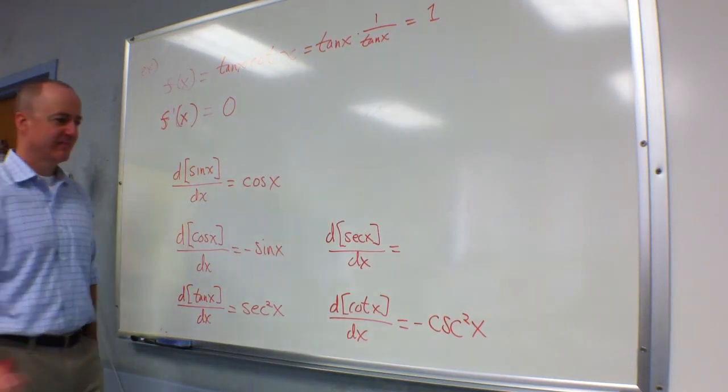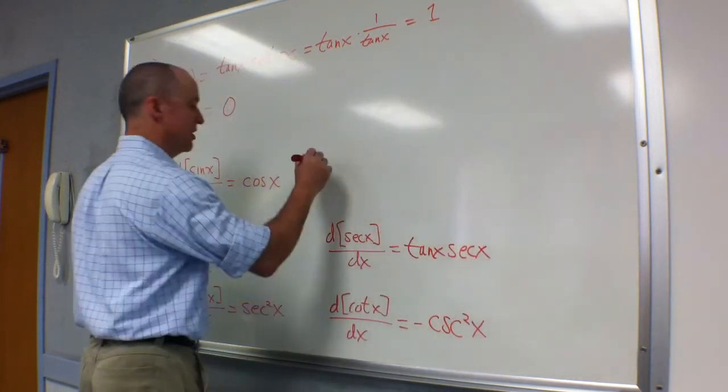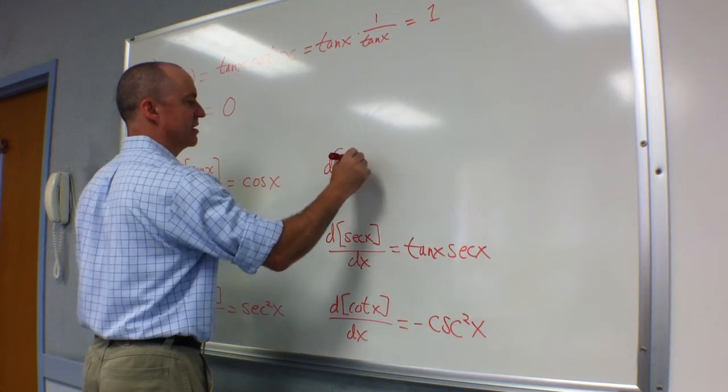Tan x sec x. Yep, tangent x times secant x. And what about the derivative of cosecant?